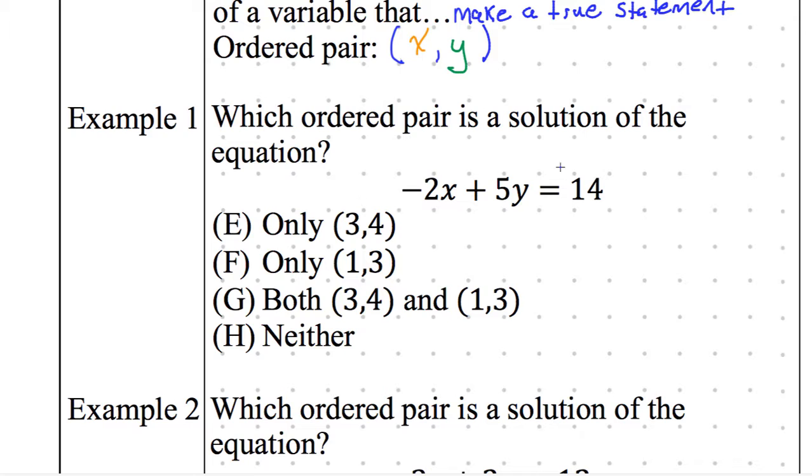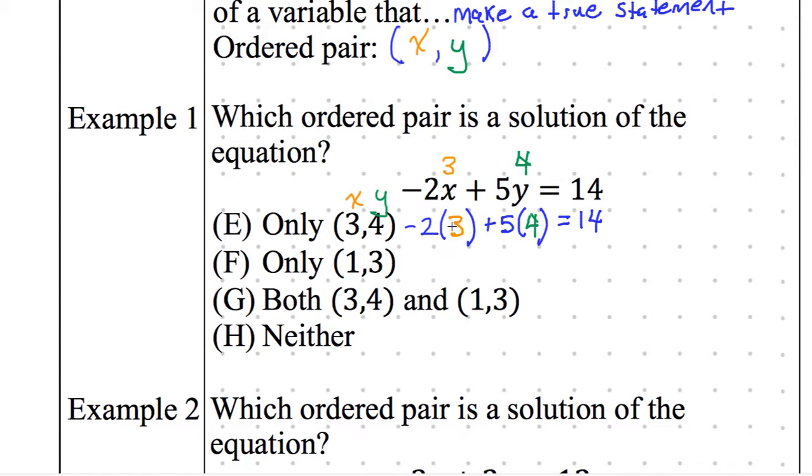So 3, 4. Again, my x value is 3, so this x value right here, I'm going to be plugging in 3. My y value is 4, because 4 is the second number, so this number right here is 4. So when I plug those in, I get the following statement. I get -2 times the quantity of that 3 times 3, and then I'm going to rewrite the rest of this, plus 5 times the quantity of this y. That y is 4, and that should be, I'm just copying it down, is equal to 14.